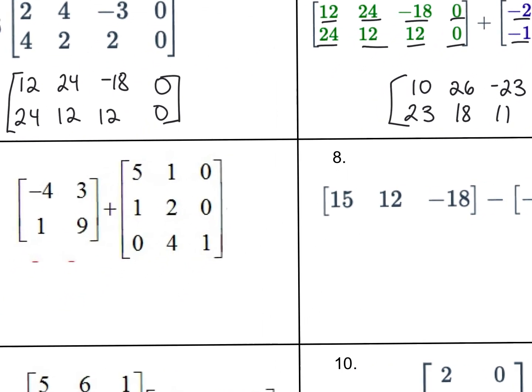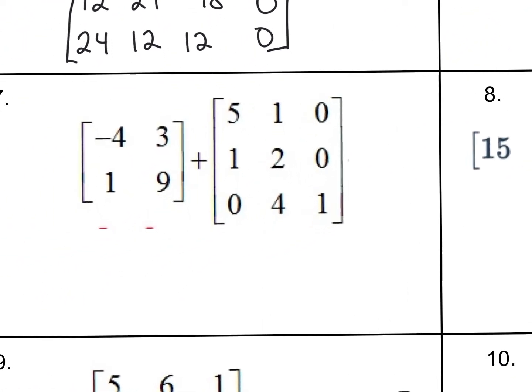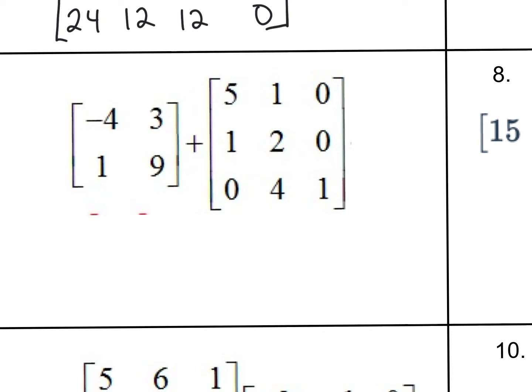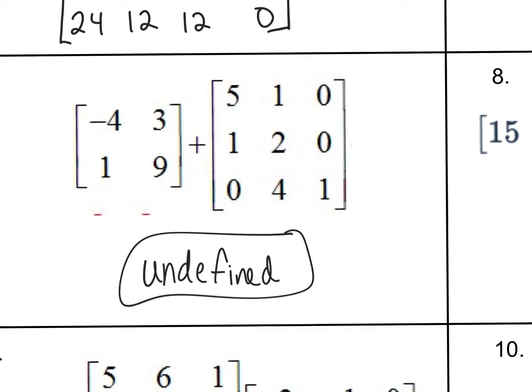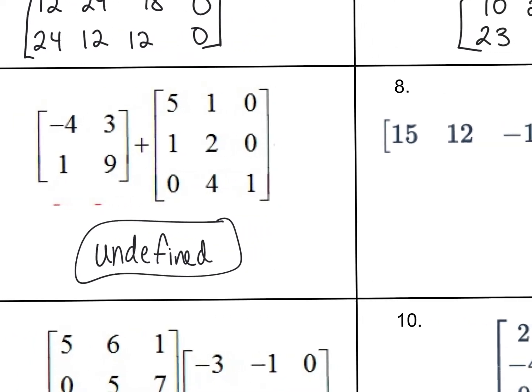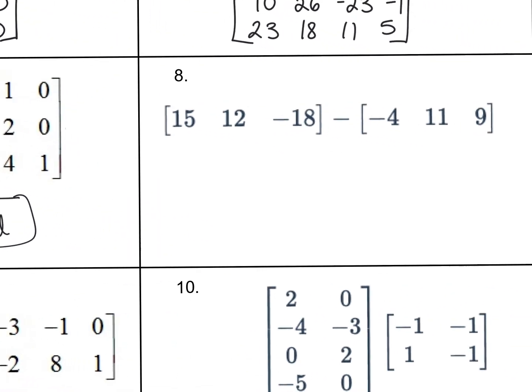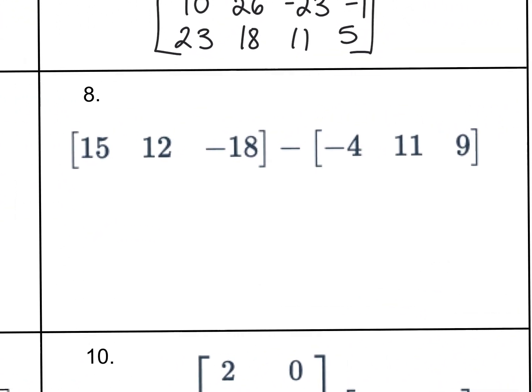Okay, so that brings us to a good point. Yeah, number 7. Can we do 7? Why not? Not the same amount of rows, not the same amount of columns, right? So what do we call it? Undefined. Good. This is undefined. Cannot do that. What about number 8?